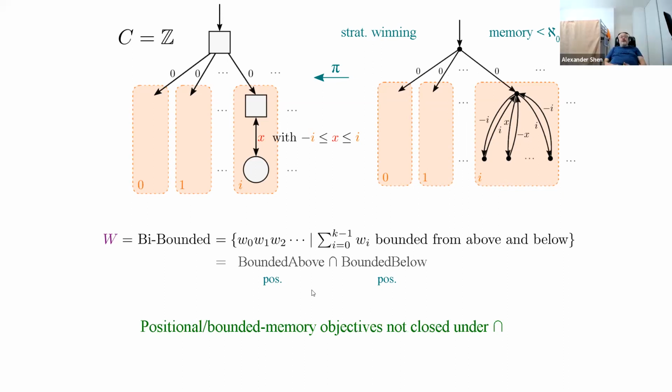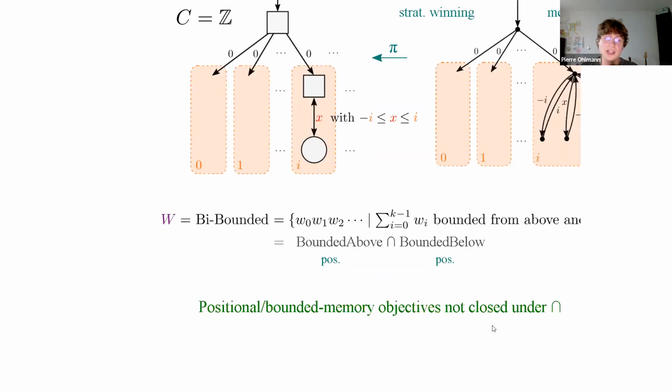And how do you prove that bounded above is positional? Yeah, you can prove it at the end. Maybe we can prove it with the technique, I mean, with a universal graph. This is a way to prove it. So it's simpler than for parity games, but it also requires some reasoning. It's not obvious. Okay. So they are not closed under intersection.